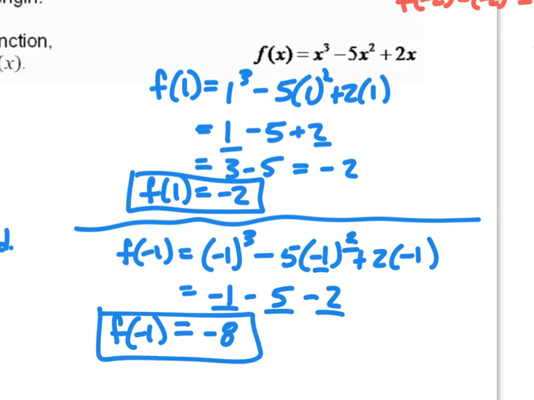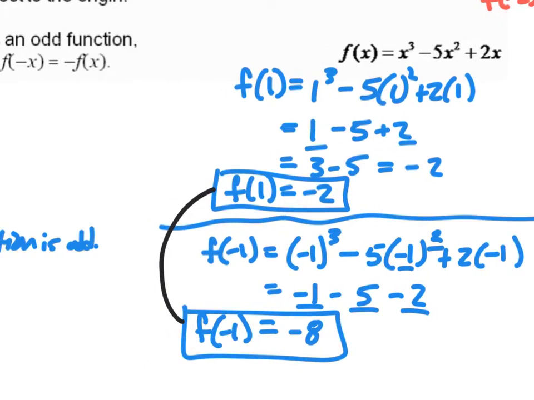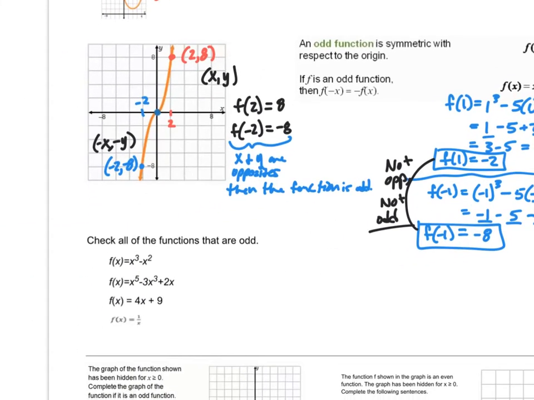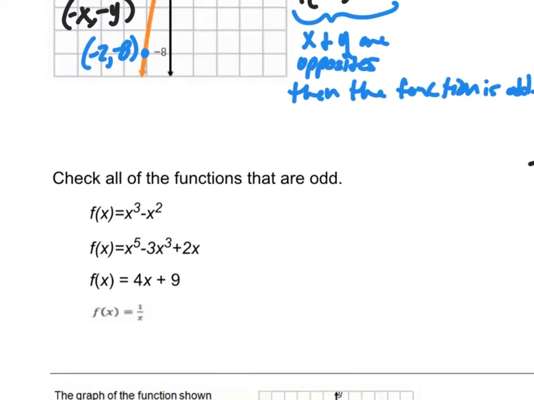Now these values are not opposite. Not opposite. Therefore, it's not an odd function. Okay, and that's all we're dealing with. All right, so then it says check all the functions that are odd. I'll let you guys do that. You just got to plug in values and see what you get.